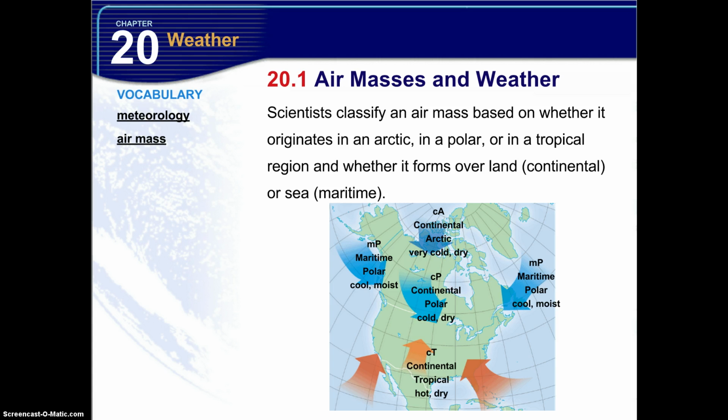Then we have Continental Tropical, hot and dry, CT. MT is Maritime Tropical, warm and moist. And then we have another one on the other side. Notice how the first letter is lowercase. That's how you'll see it on weather maps. That C is land, so it's going to be dry. Each one with the C is dry. The M is maritime. All those are moist. Notice the A, the P, and the T. A, very cold. P stands for polar, that's cold. T for tropical, that would be warm or hot.